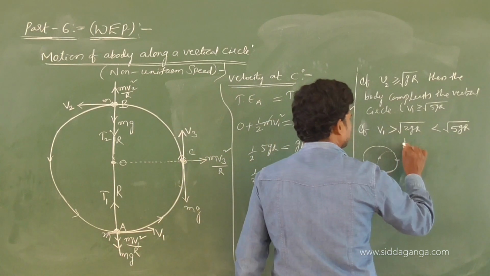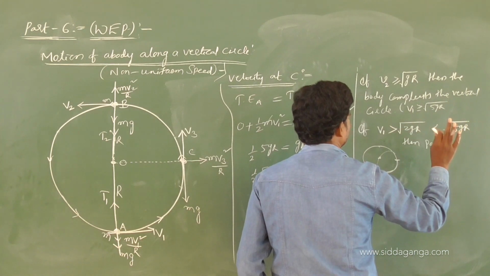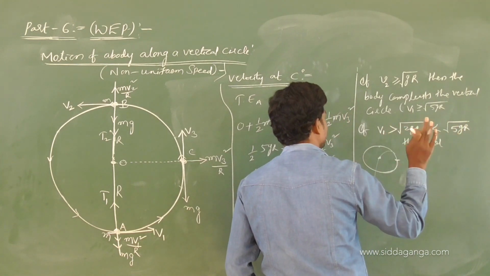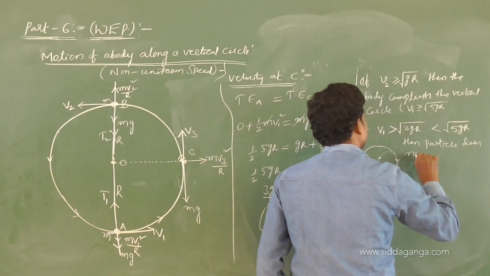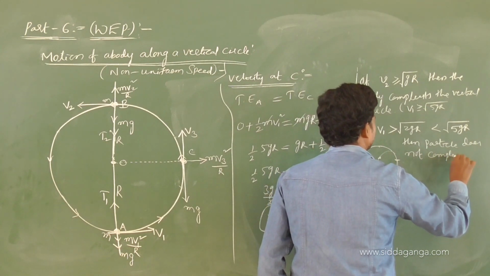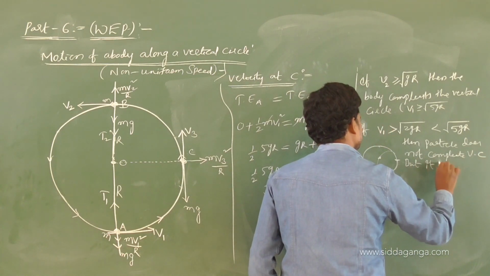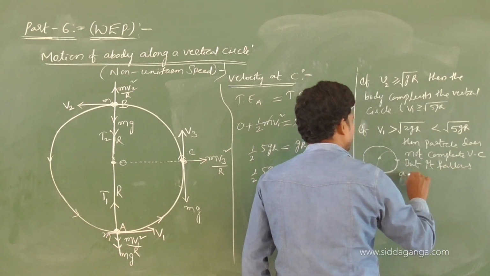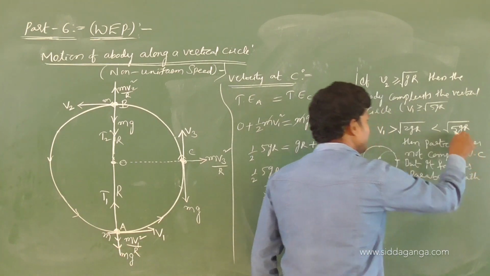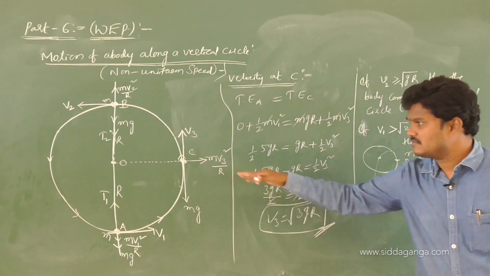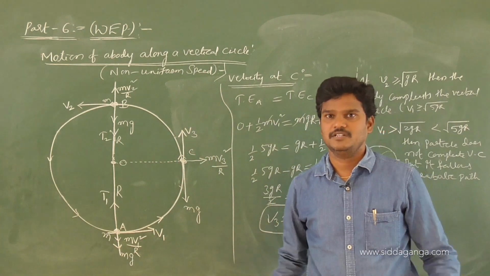So here in this situation, the particle does not complete the vertical circle. V1 I am writing, keep in mind, not V2. The particle does not complete the vertical circle, but it follows a parabolic path. Keep in mind, parabolic path. If it is root 5 gr, yes, it crosses C and reaches B, and maybe completes the vertical circle if at the highest point root gr is there.